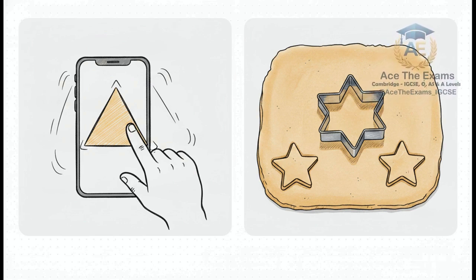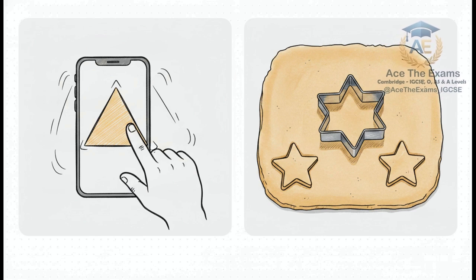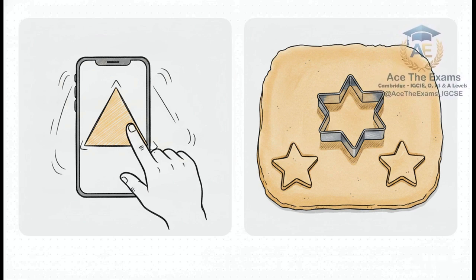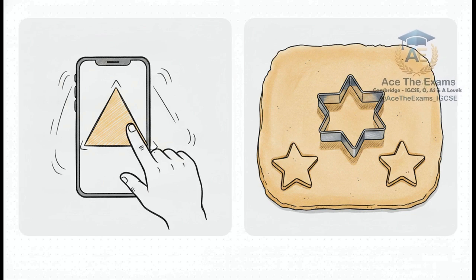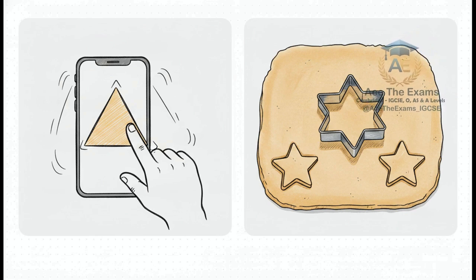Congruence, on the other hand, that is like using a rigid cookie cutter to get an exact, perfect match. You are stamping out a shape that is identical in both size and angles. There is absolutely no stretching allowed with congruence. It is a 100% absolute replica.